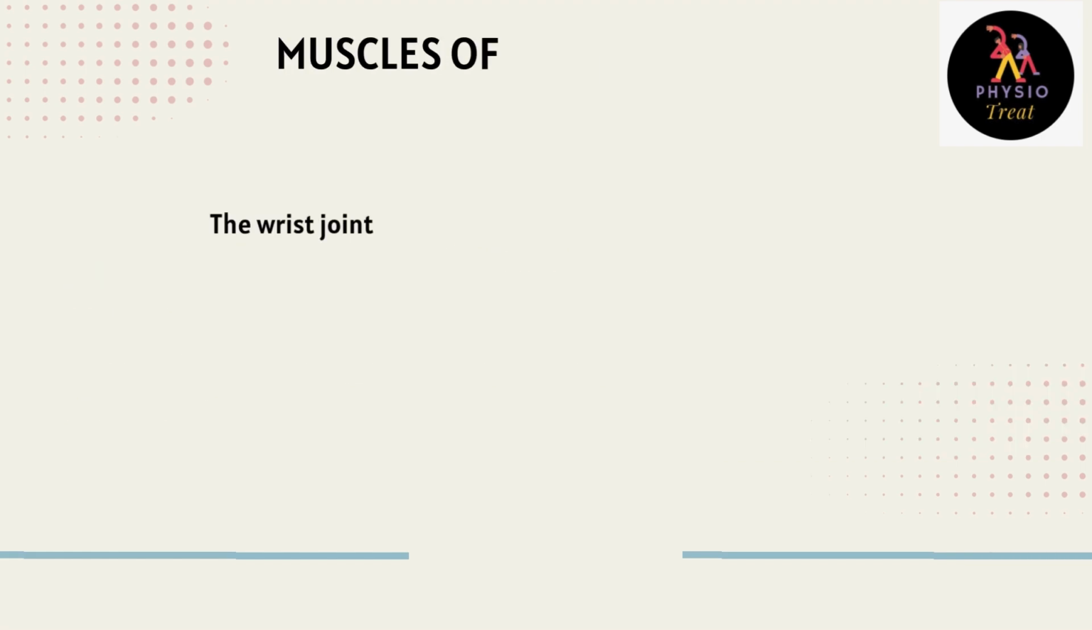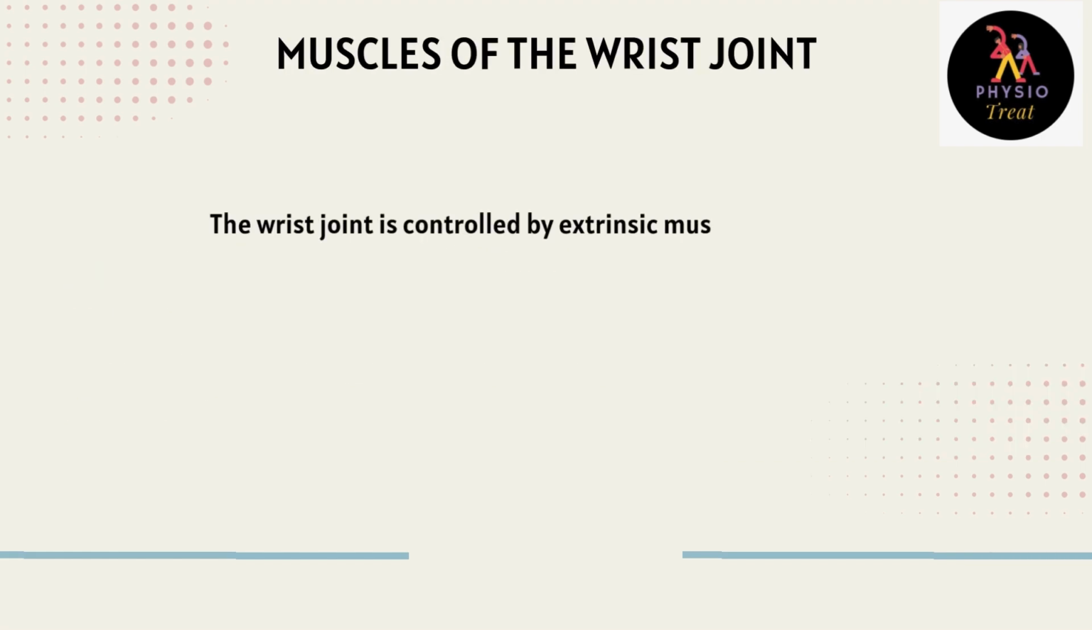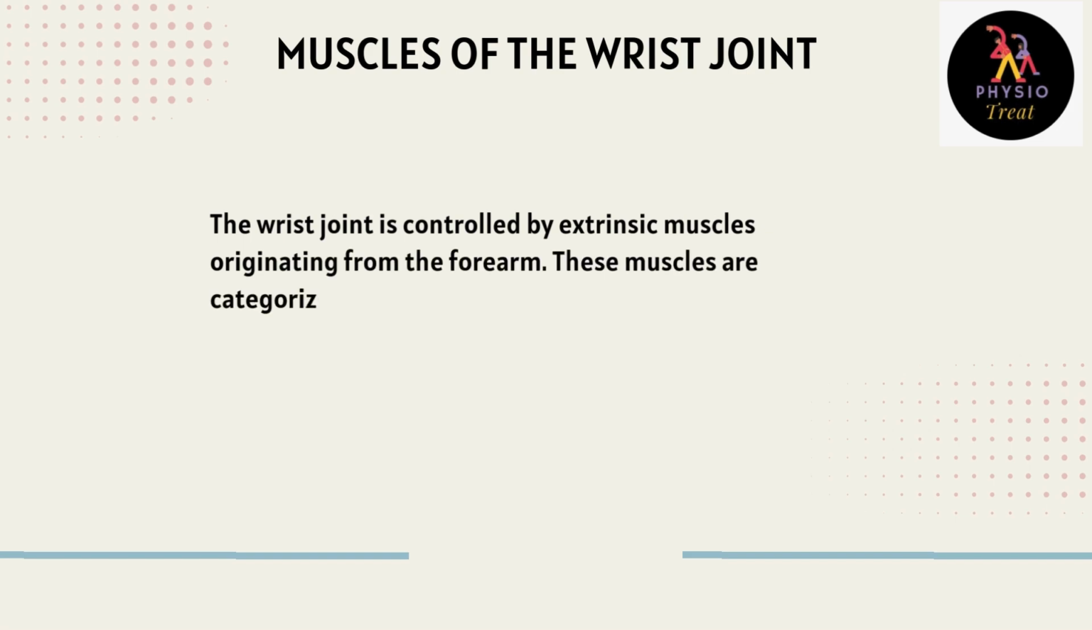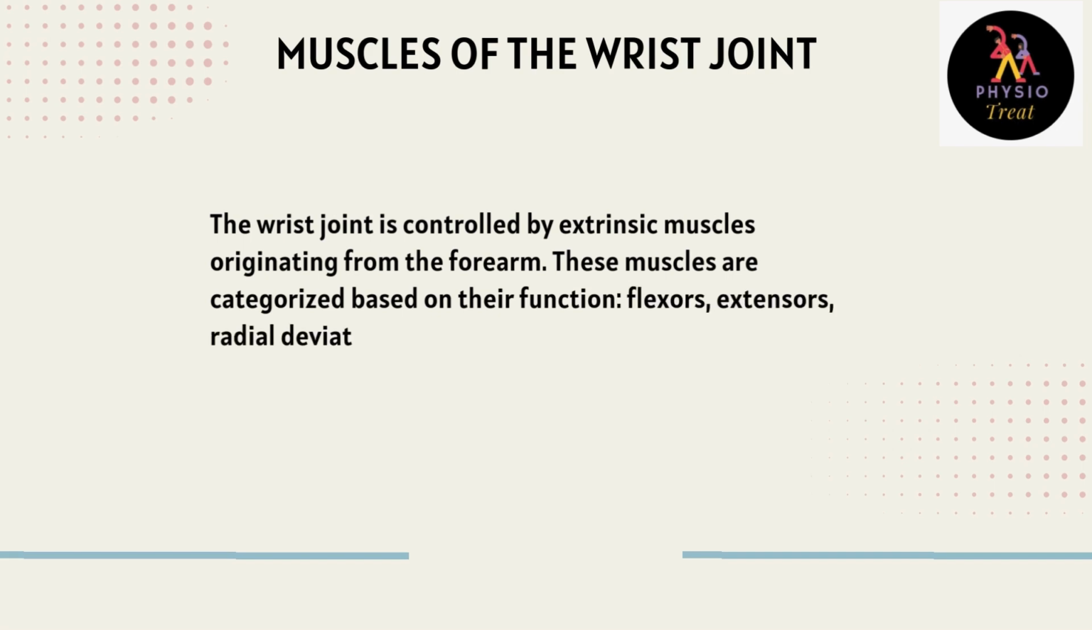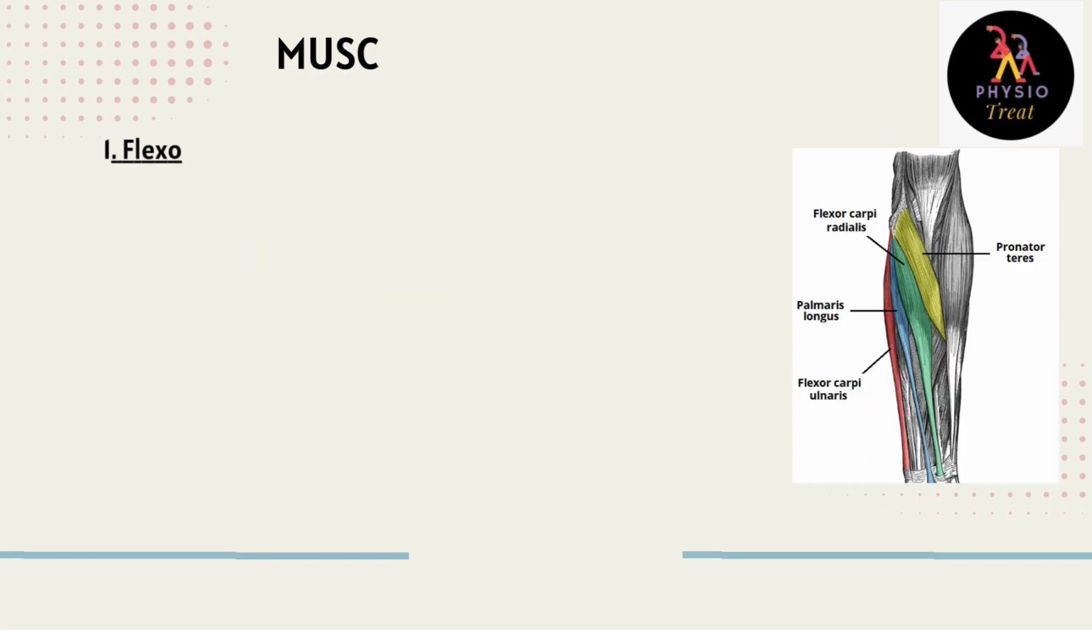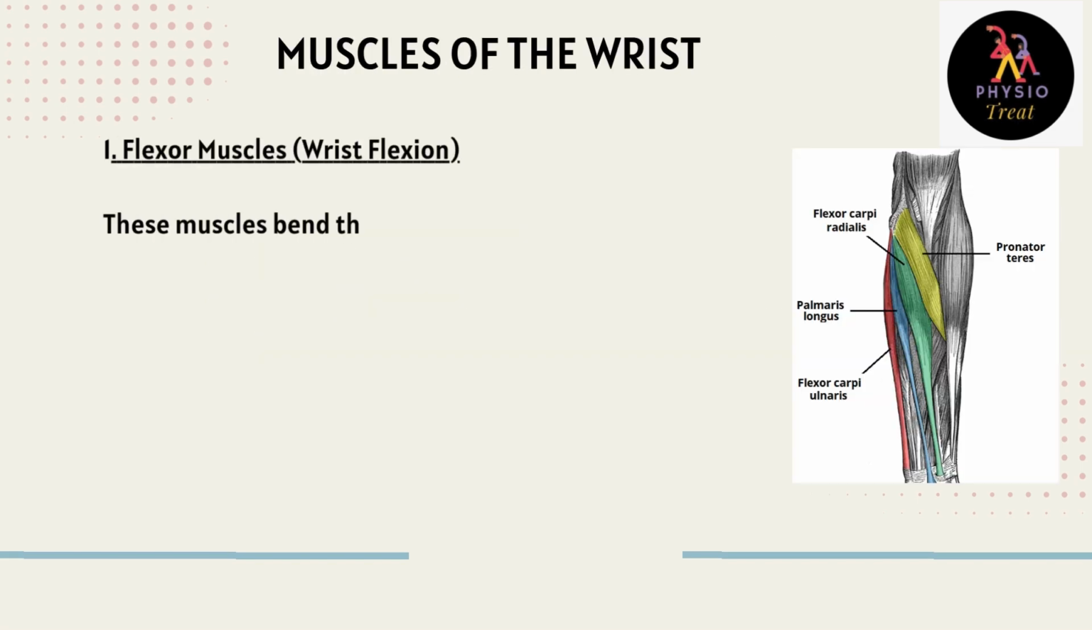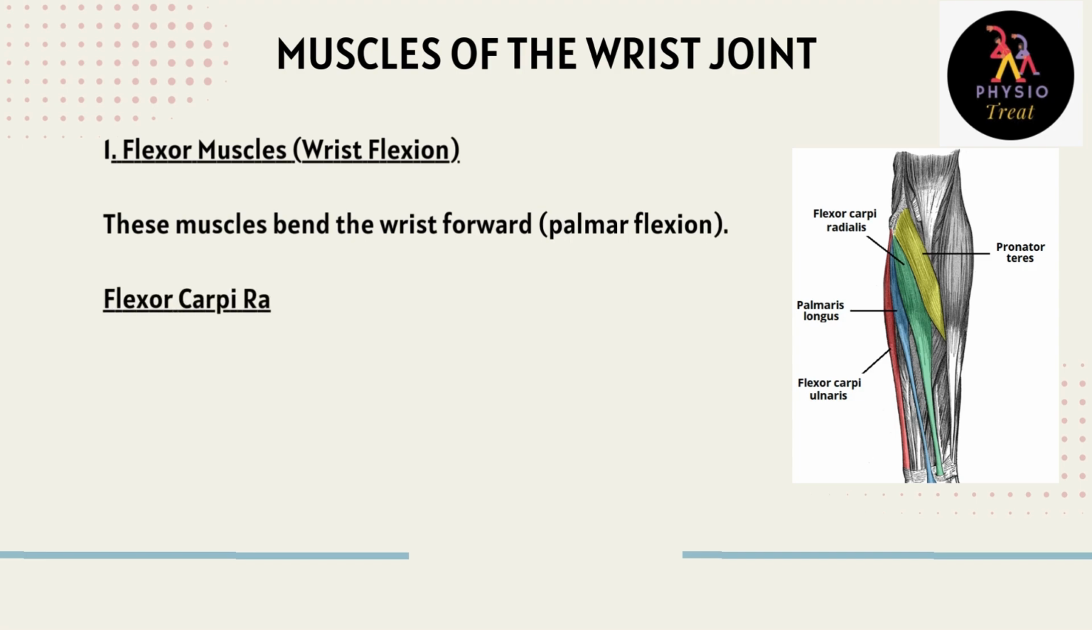Muscles of the wrist joint. The wrist joint is controlled by extrinsic muscles originating from the forearm. These muscles are categorized based on their function: flexors, extensors, radial deviators, and ulnar deviators. Flexor muscles. These muscles bend the wrist forward.